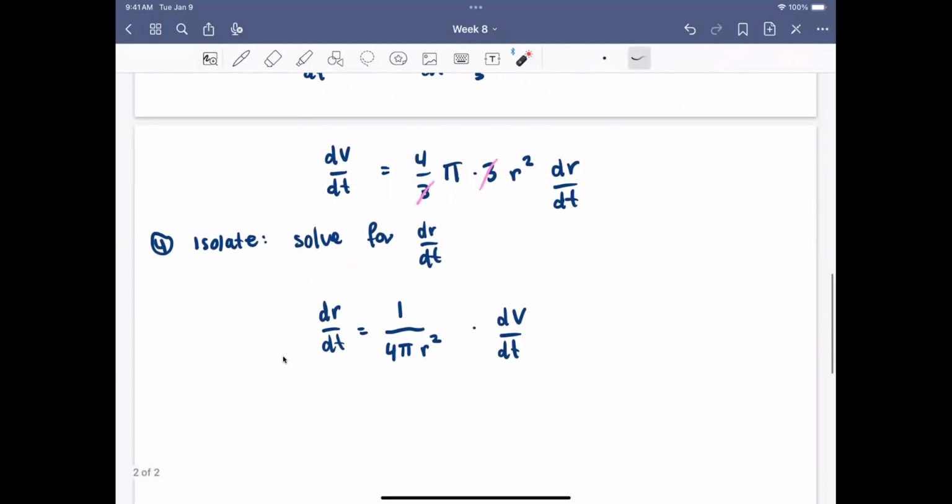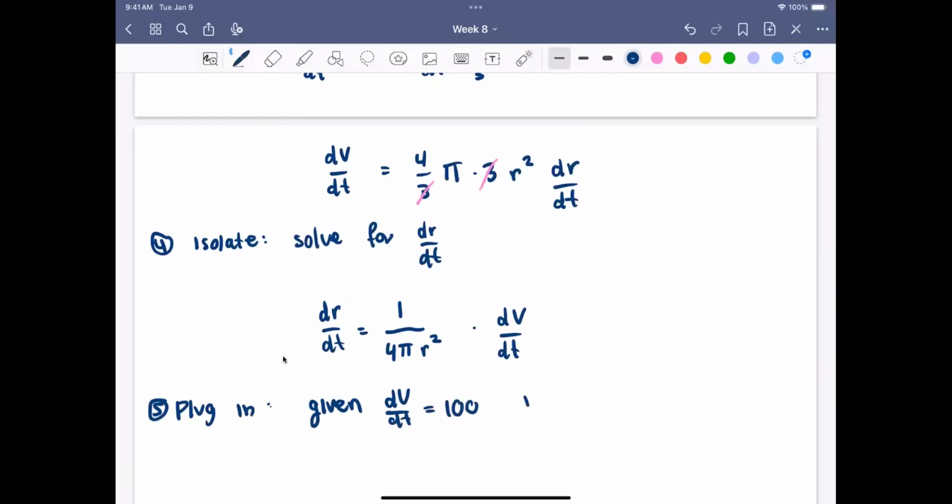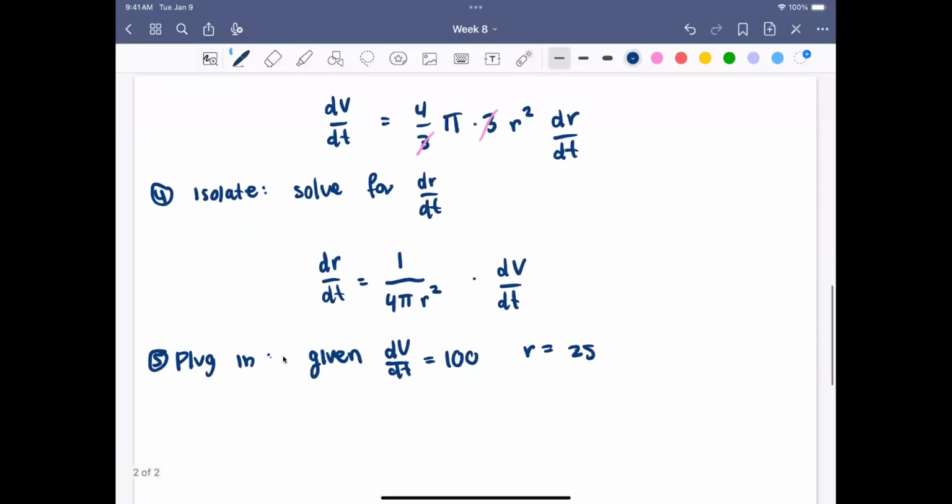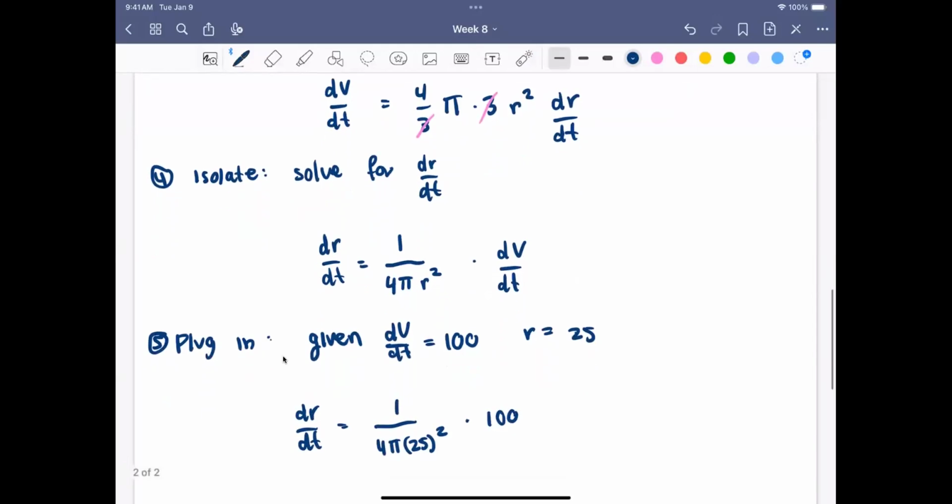Okay, so then we just have to plug in. So we were given dV/dt was 100 and r was 25. So we get dr/dt is equal to 1 over 4 pi times 25 squared times 100. Okay, and if you simplify this, you just get 1 over 25 pi.